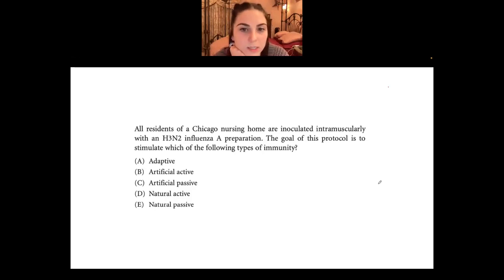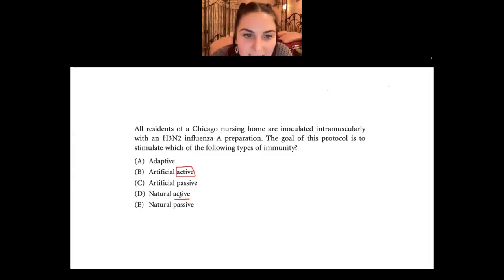Okay, a few more seconds. Okay, I put this in here because I always forget to talk about artificial versus natural. Everyone that answered, you're pretty split evenly. You got that it was active, which is good. So now it's artificial versus natural.